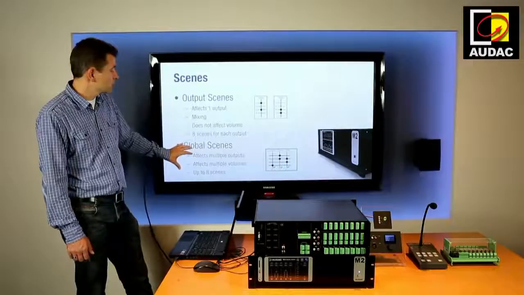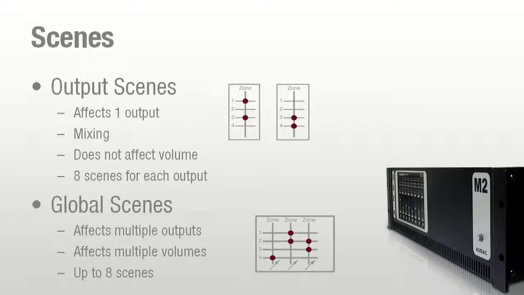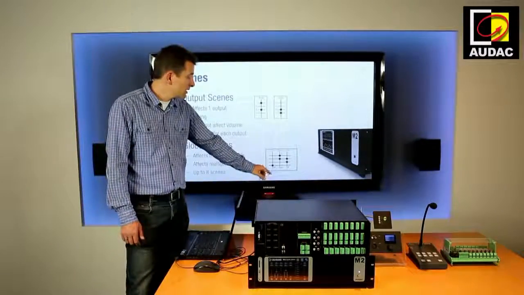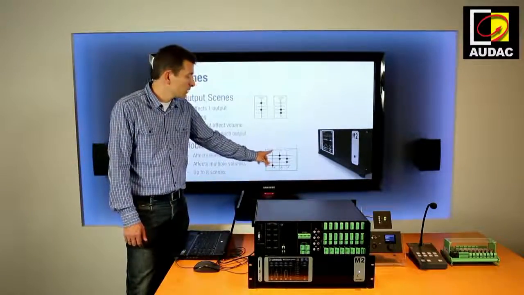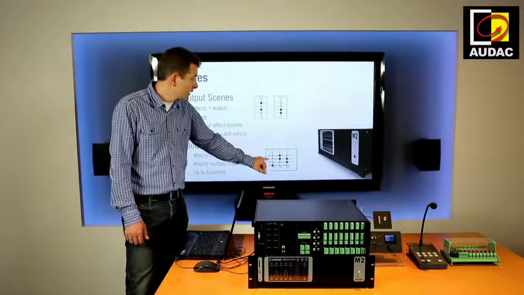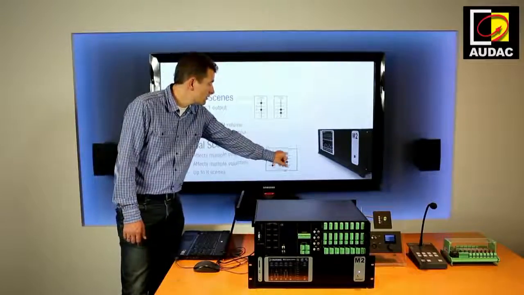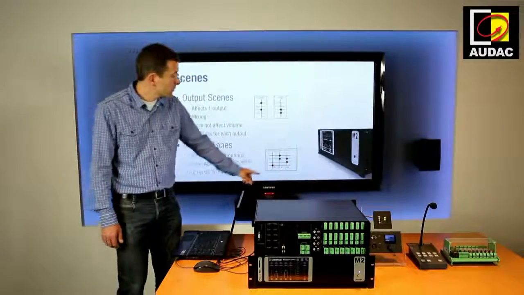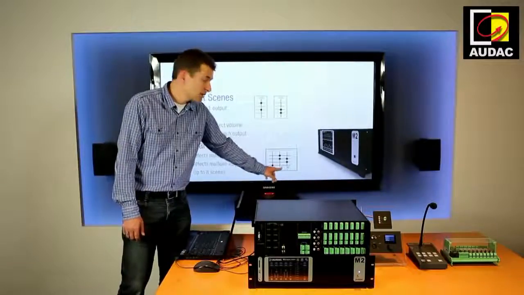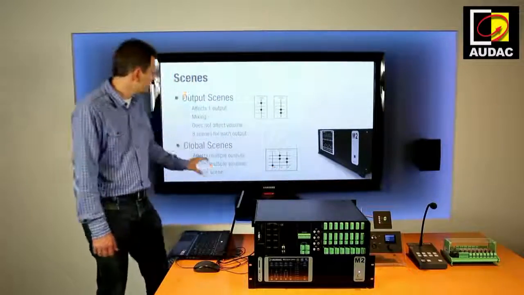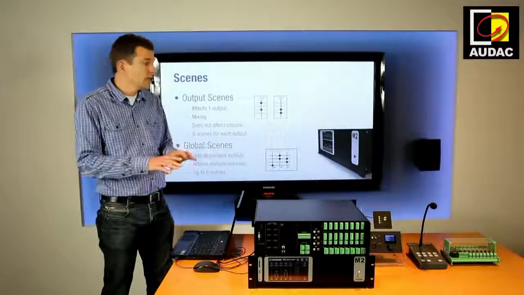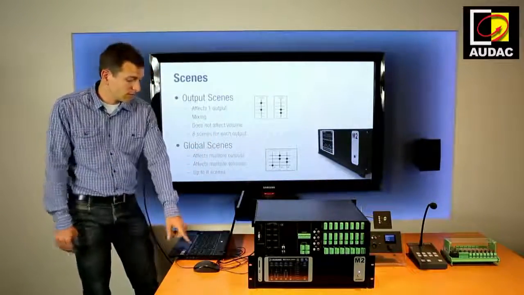Then we have global scenes. The main difference is it affects multiple outputs and it also affects multiple volumes. And you have up to 8 scenes for the complete system. I can create a global scene: output 4 to output 1, input 1 and 2 mixed to output 2, and input 2 and 3 mixed to output 3. You can also see in the bottom that also volume is affected. If I trigger a global scene, I can completely reconfigure my whole device.